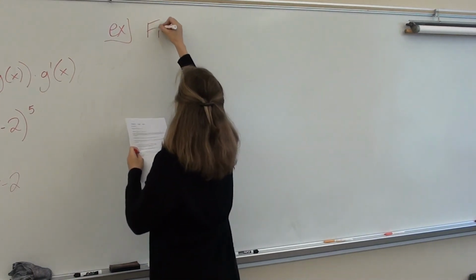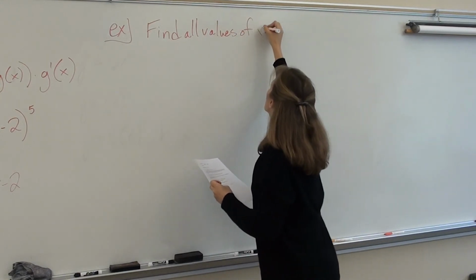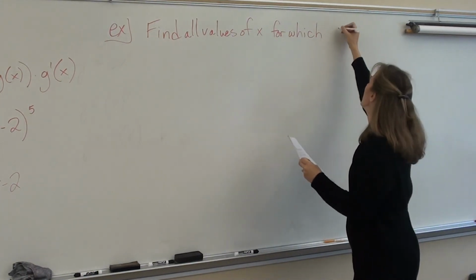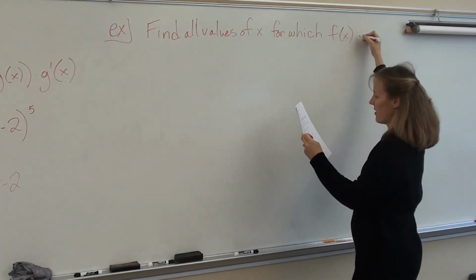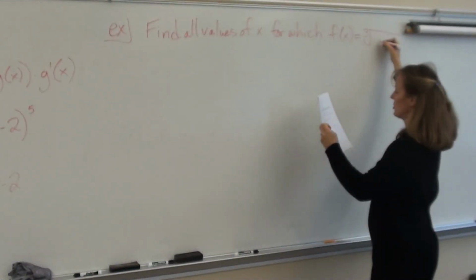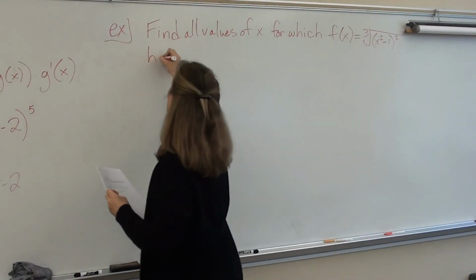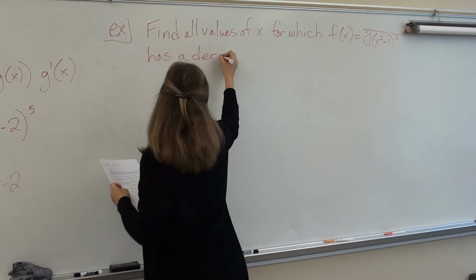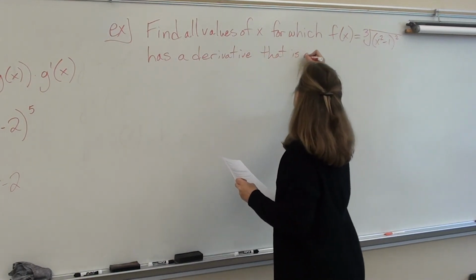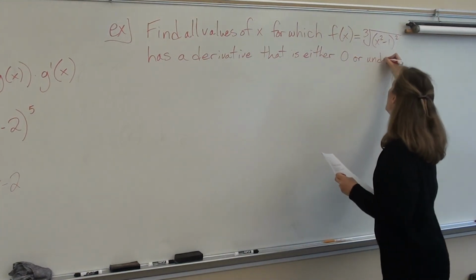So, first we're going to have some fun. We're going to find all values of x for which f of x equals the cube root of x squared minus 1, squared, has a derivative that is either 0 or undefined.